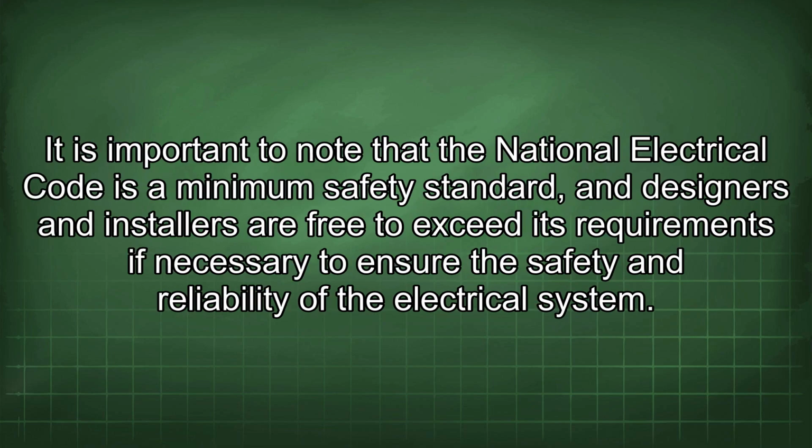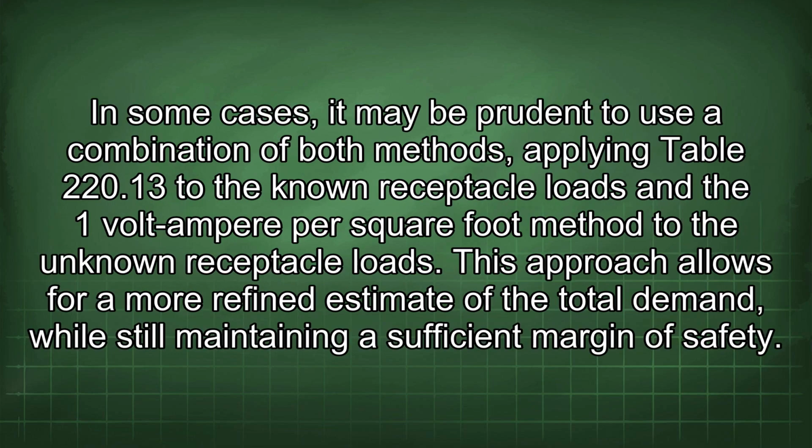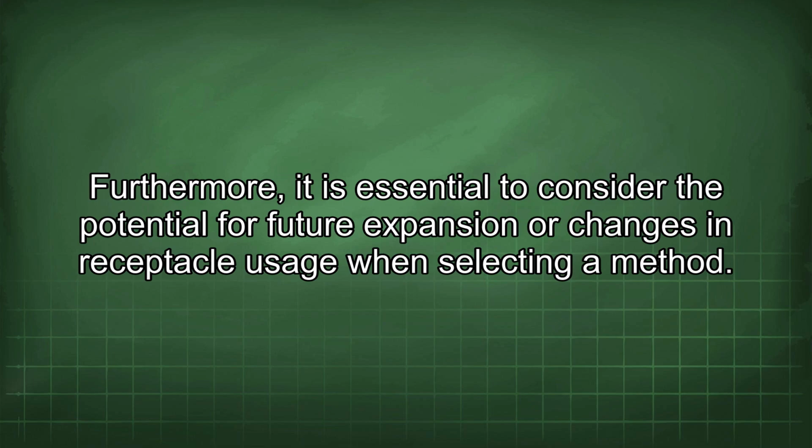It is important to note that the National Electrical Code is a minimum safety standard, and designers and installers are free to exceed its requirements if necessary to ensure the safety and reliability of the electrical system. In some cases, it may be prudent to use a combination of both methods, applying Table 220.13 to the known receptacle loads and the 1 volt-ampere per square foot method to the unknown receptacle loads. This approach allows for a more refined estimate of the total demand, while still maintaining a sufficient margin of safety. Furthermore, it is essential to consider the potential for future expansion or changes in receptacle usage when selecting a method.